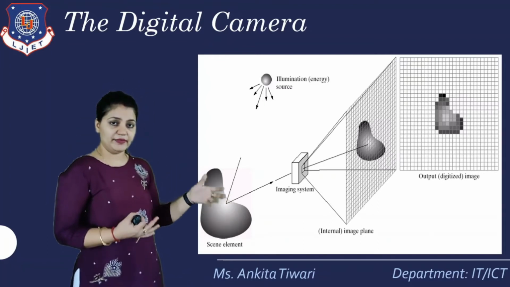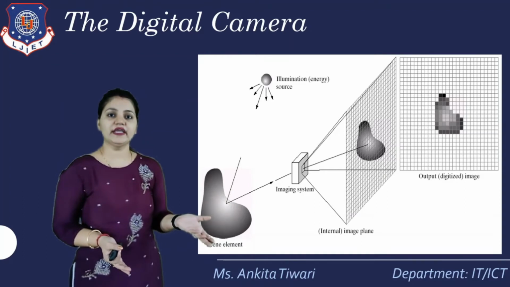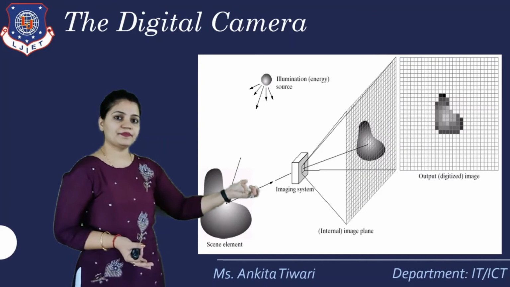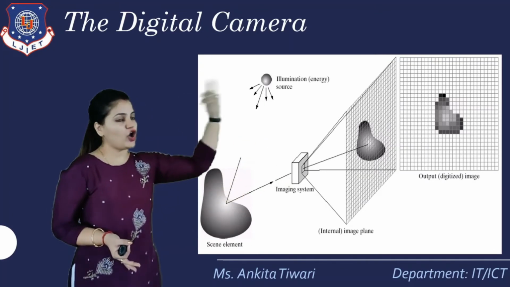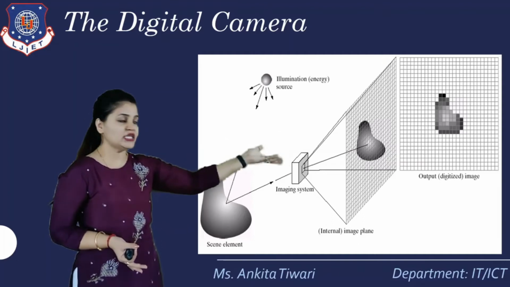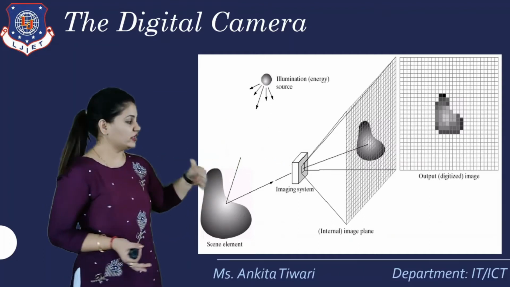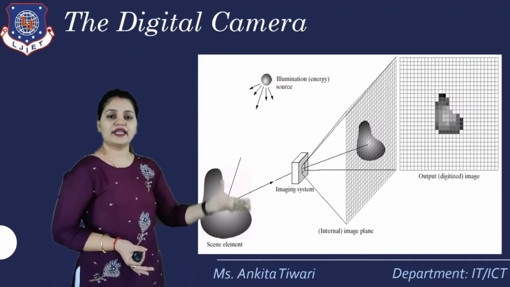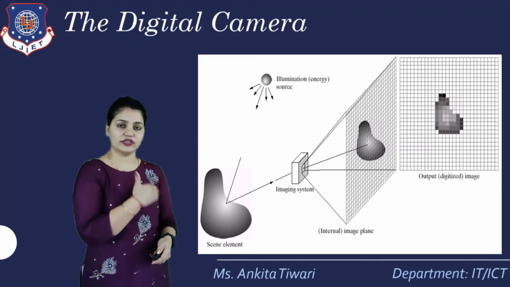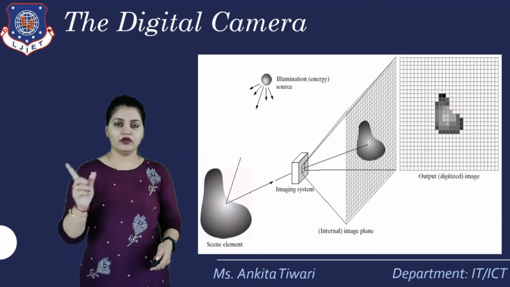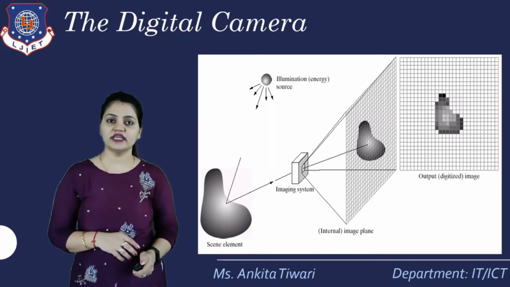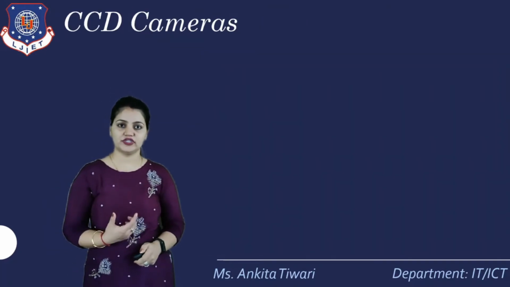This scene element can be any object which we are taking. With respect to this image, we are having three things: the imaging system, the internal image plane, and the optical image, the digital image, that digitized image that we are seeing on our screen. So we are having three processes in how this digital camera works. Internally it works and externally it works, so both things we need to cover. We have to think of how it goes and how it does. These are the things that we are going to capture in this subject.